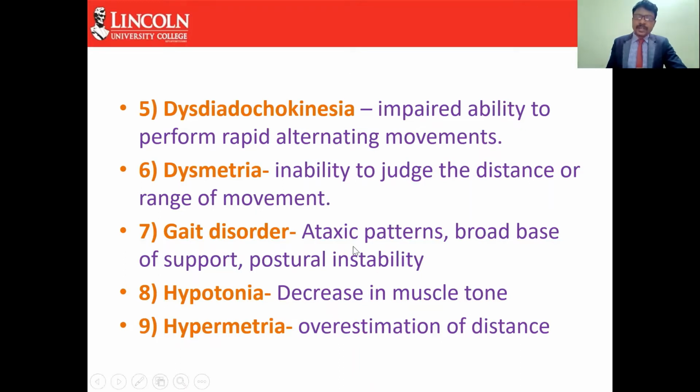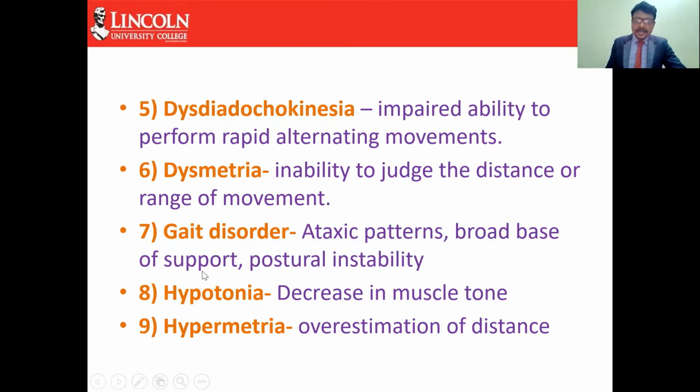Next one is dysmetria. Dysmetria means inability to judge the distance, or the range of movement. For example, if you ask them to touch an object, a normal person can touch it directly, but those with dysmetria don't know how much distance there is between the finger and the target, so they are unable to reach the object properly. This is the difficulty in cerebellar injury, and it is called dysmetria.